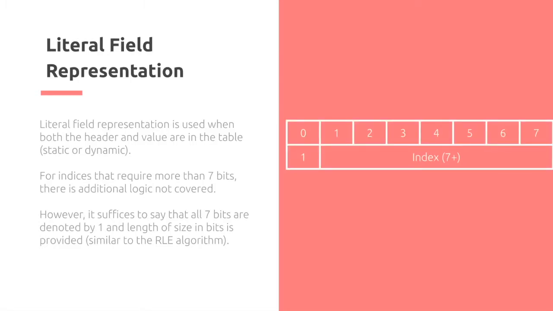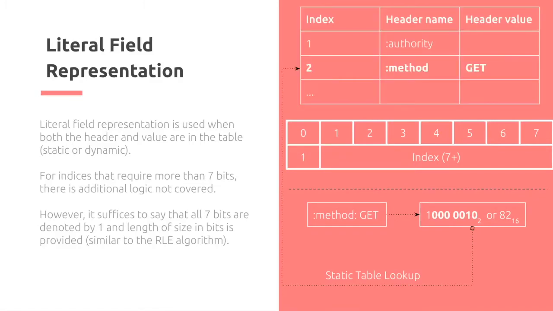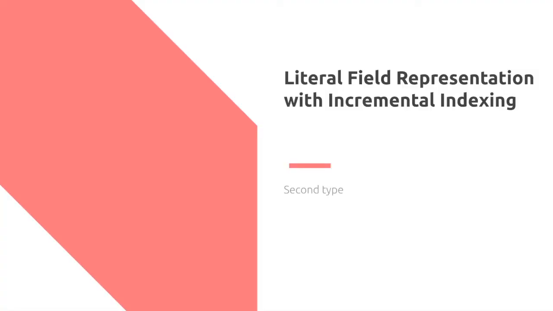We have 1 byte over here, with the first bit being 1, the most significant bit. So if we want to do a GET method, then what we do is 1, 0, 0, 0, 0, 0, 1, 0. The very first bit being 1 denotes a literal field representation. And then we have the index number, which is 2 in binary. So we know to do a static table lookup. We look into our table from before and we see we have method GET. And we're done. It's amazing.